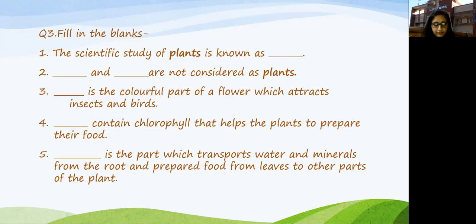Okay, next, fifth one. Dash is the part which transports water and minerals from the root and prepared food from leaves to other parts of the plant. Now you have to think about what work is happening here. They are asking to name that part of the plant which is responsible for transporting water and minerals from root, and prepared food from the leaves to other plant parts. You have to think, transportation was the function of which plant part? Transporting food, transporting water and minerals. So I hope you all can answer this.